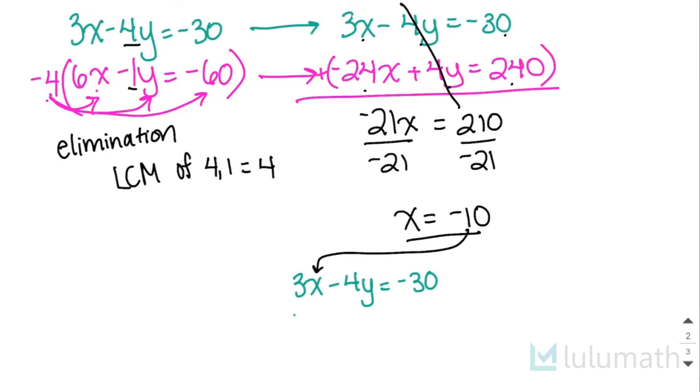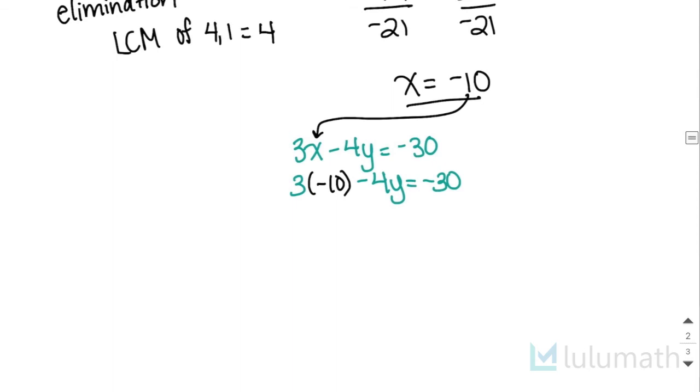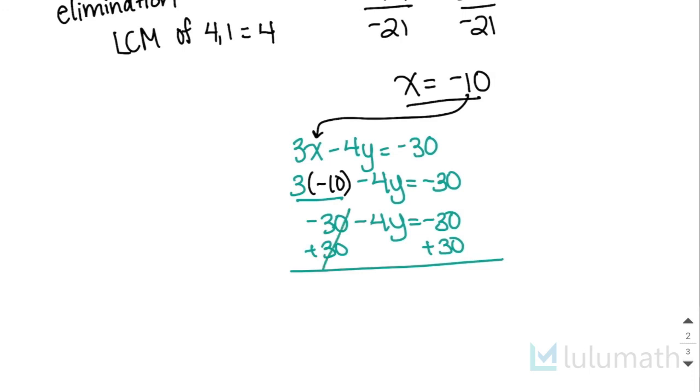I'm going to replace this -10 in here for x. So this will end up being 3 times -10 minus 4y equals -30. Okay, so 3 times -10 right here is -30 minus 4y equals -30. Add 30 to both sides to get rid of this 30 over here. This cancels out to give me nothing. We will copy down the -4y. Here, it'll cancel out to give us nothing, but we still have to put something there on the right side of our equation, so we're going to put a 0.